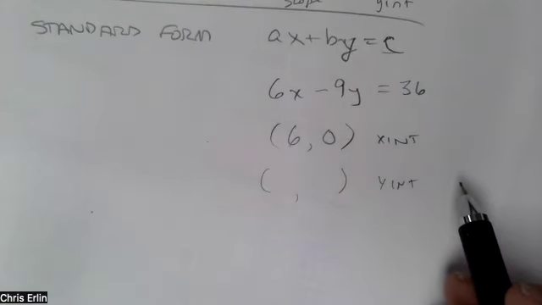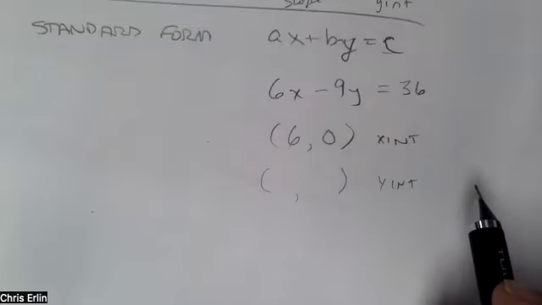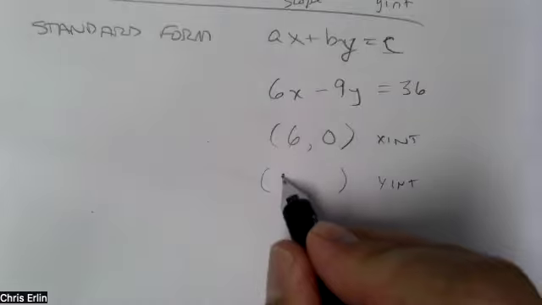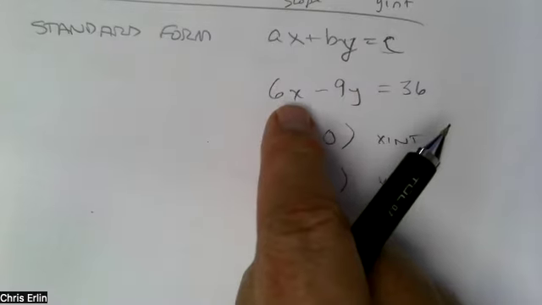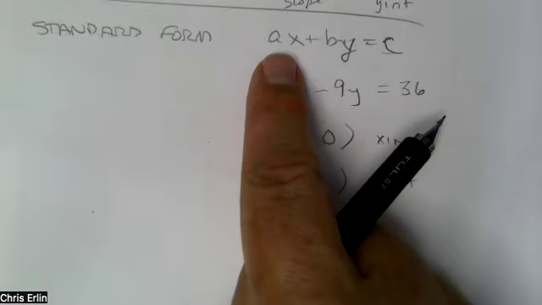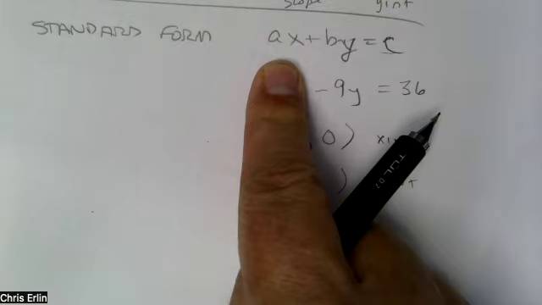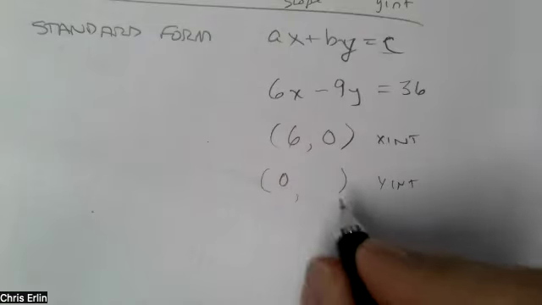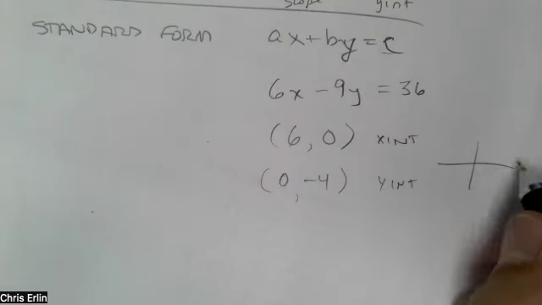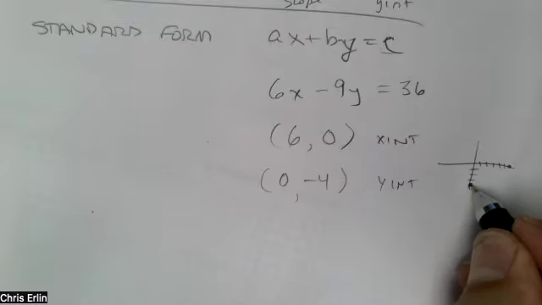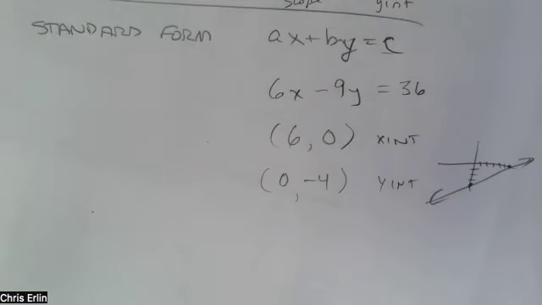And I could find the y-intercept the same way. Every single y-intercept has the same x value, and that x value is 0. So if I plug in a 0 for x here, 6 times 0 is 0, so that goes away. Negative 9y equals 36. So what's the y value of the y-intercept? Negative 4. And then with those two pieces of information, you'd be able to graph that function.